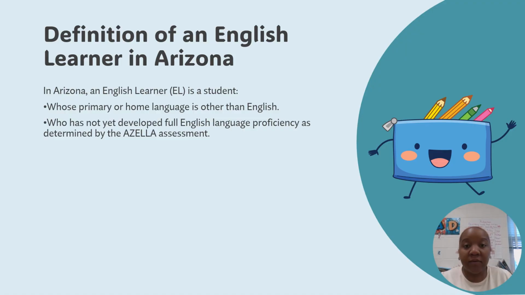Let's begin with Arizona's formal definition of an English learner. Essentially, an EL is a student whose home language is not English and who hasn't demonstrated full English proficiency. This is determined through the state's assessment system known as AZELA. It's important to recognize that language proficiency is distinct from academic intelligence. Our EL students bring rich cultural and linguistic assets to our classroom.